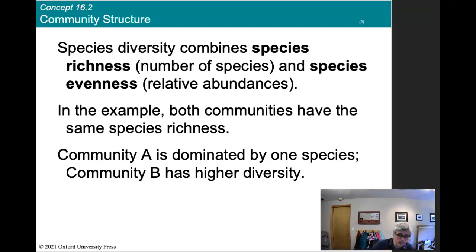In the example, both communities have the same species richness, and community A is dominated by one species. This is referencing down here.